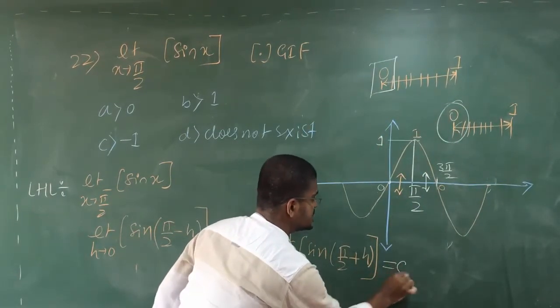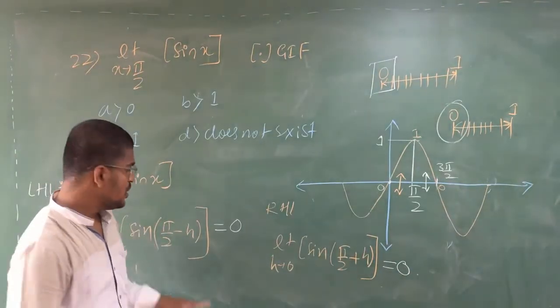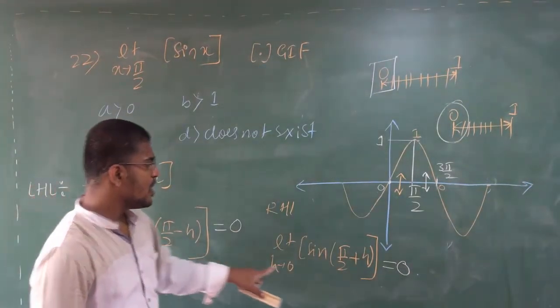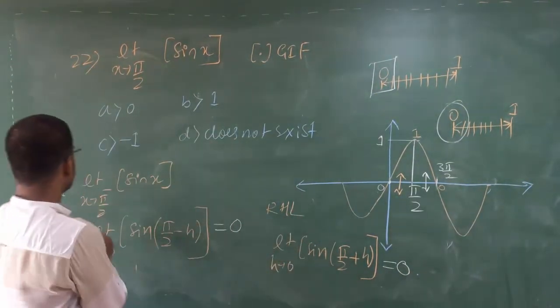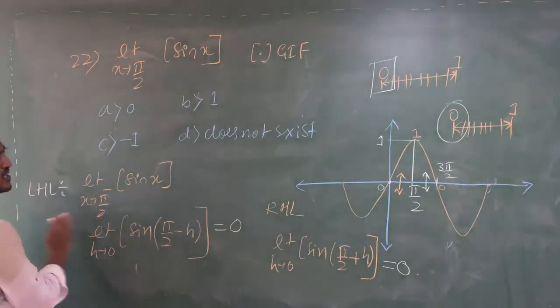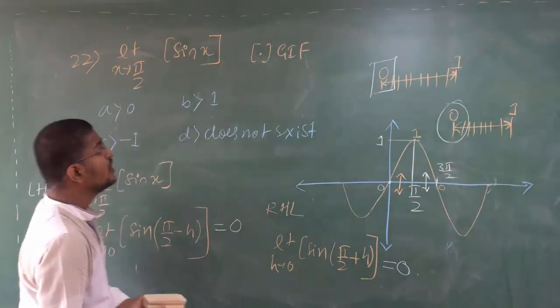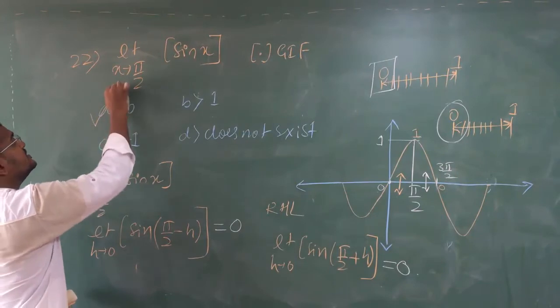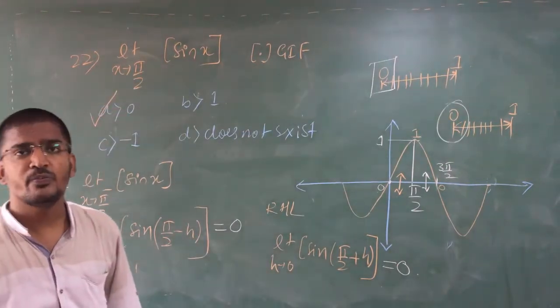Here again it is 0. Clear? LHL is 0, RHL is also 0. See, LHL is also 0, RHL is also 0. Your answer is 0. Have you got my point?